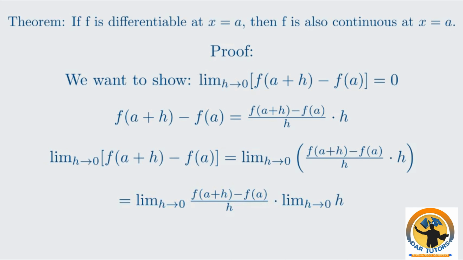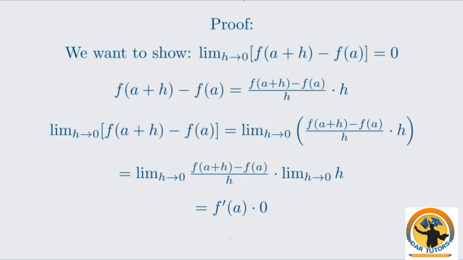We know that f is differentiable at a, which means the limit of the difference quotient exists and is equal to the derivative f prime of a. So the first limit is f prime of a. The second limit, the limit of h as h approaches 0, is simply 0. Therefore, the product is 0. This means the limit of f of a plus h minus f of a is 0.